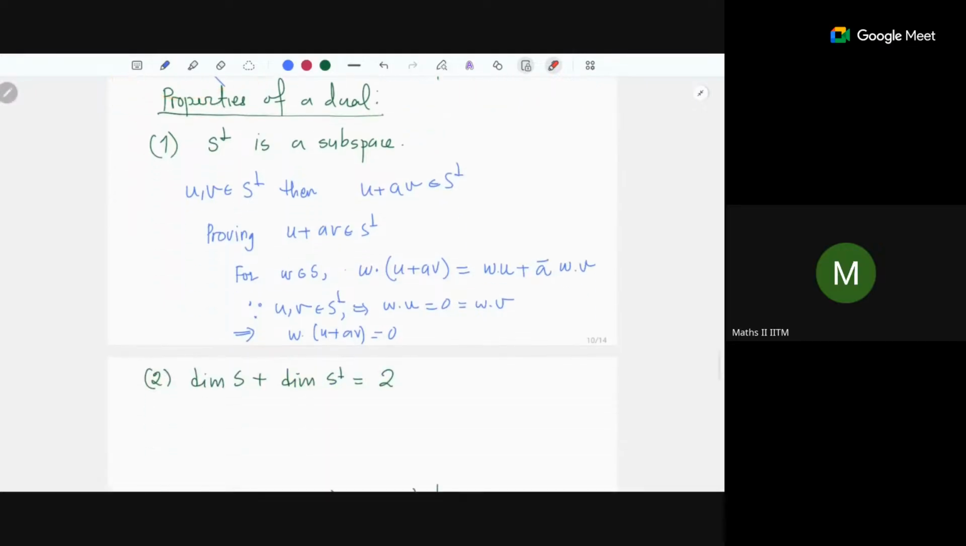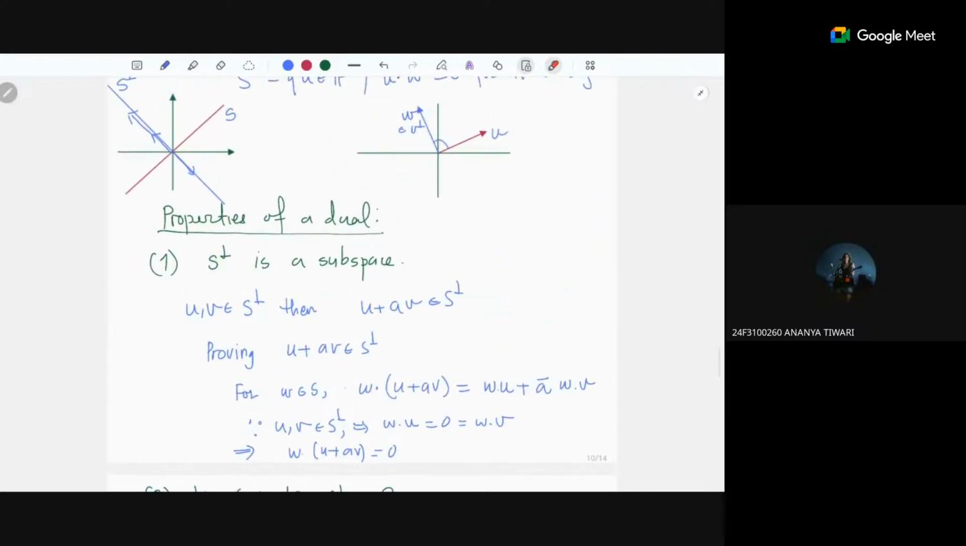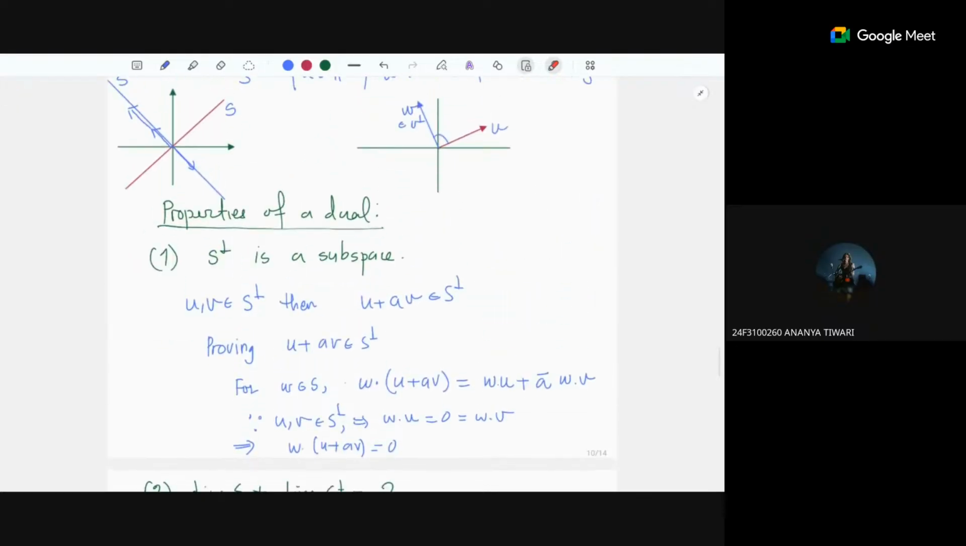Can you explain this once again, how you got U plus aV? Why did you write that? Yeah, this is the condition for subspaces. If you want to prove a subset is a subspace, you need to check two conditions: whether it is closed under addition and closed under scalar multiplication. So that's what I'm doing by proving this. You can take both things combined and then prove this.